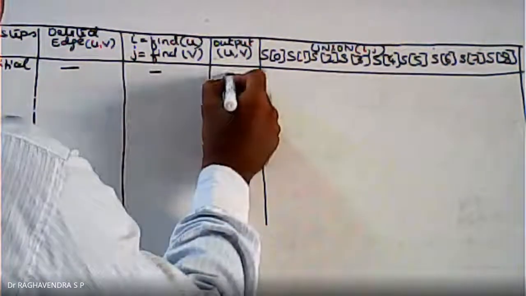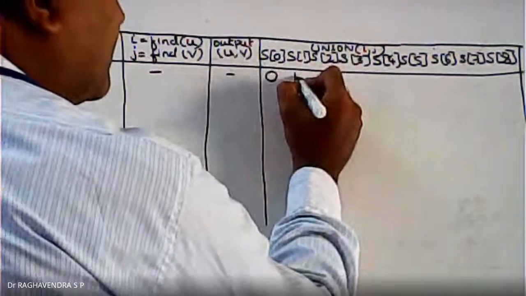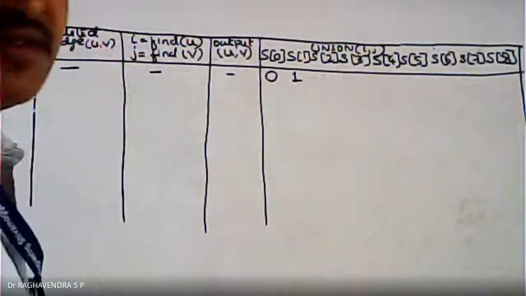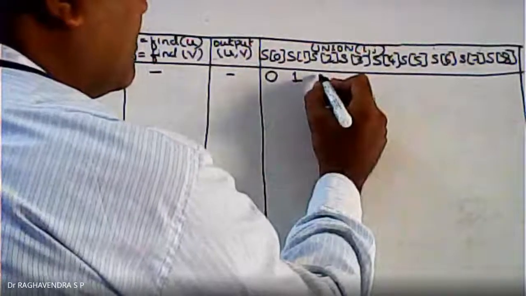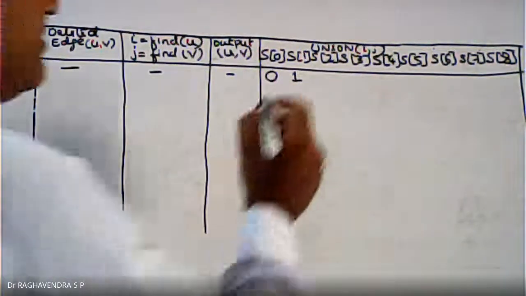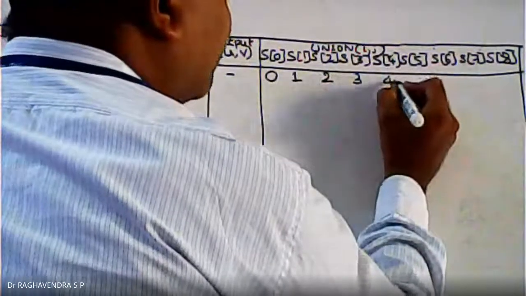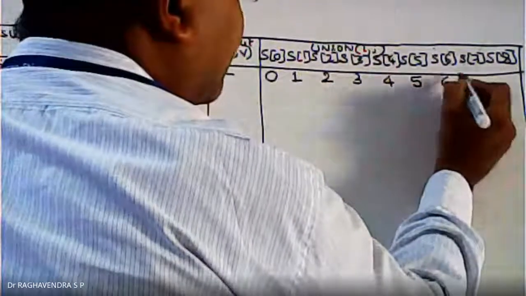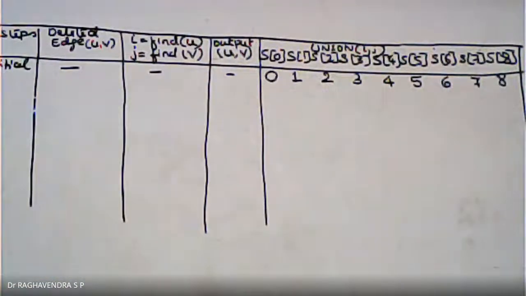So nothing will happen. So S of 0 is 0. S of 1 is 1. S of 2 is 2. S of 3 is 3. S of 4 is 4. S of 5 is 5. S of 6 is 6. S of 7 is 7. S of 8 is 8. Perfect. This is the first step.